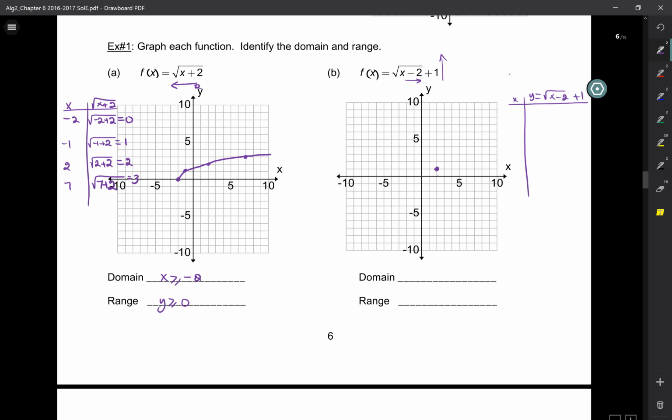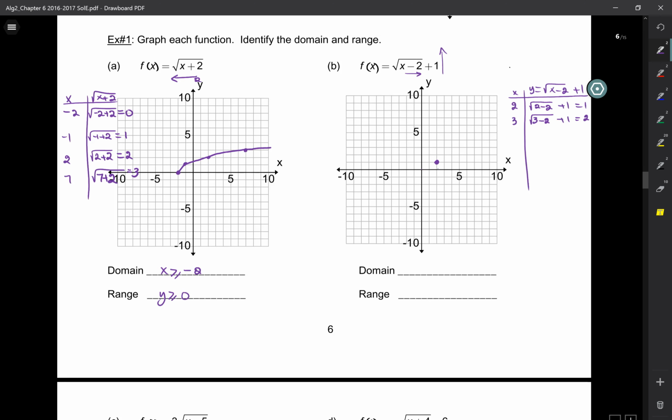Now, the first one is x equals 2. So I get the square root of 2 minus 2, plus 1, and that's 1. What else can I plug in here that'll give me a perfect square in the square root? How about x equals 3? 3 minus 2, plus 1. What will that give me? 2.